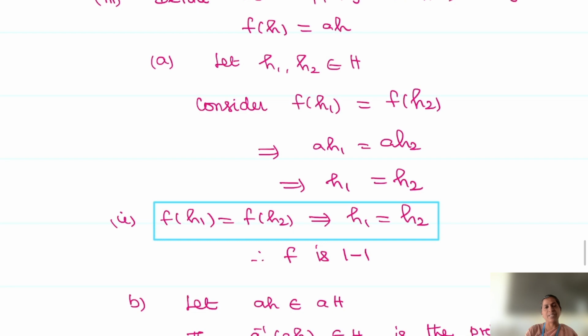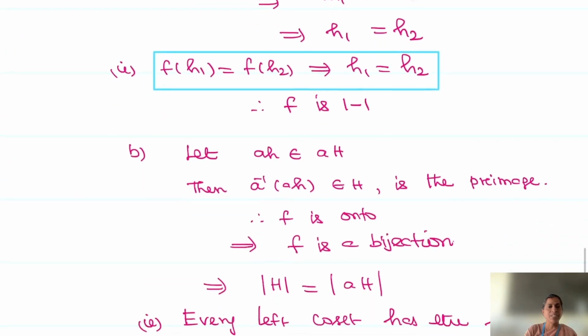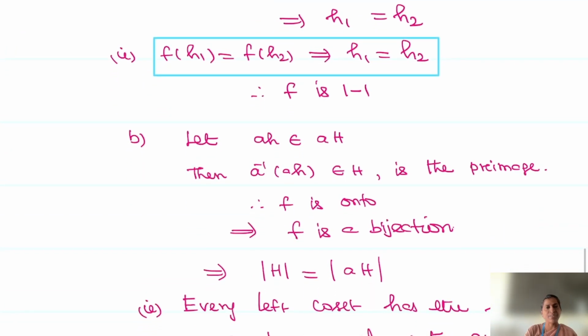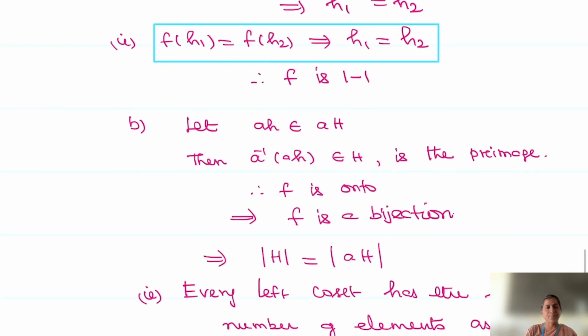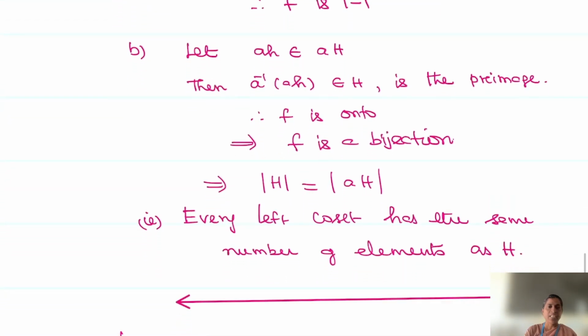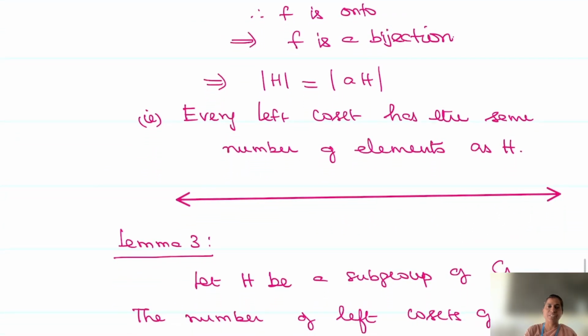For that, you take H1 and H2 as elements of the domain. Then you equate F of H1 is equal to F of H2. Then we prove that H1 is equal to H2. Similarly, you take AH as an element of the left coset. Then A inverse AH is in H, which is the pre-image. Therefore, F is onto, and F is a bijection. Therefore, every left coset has the same number of elements as H.